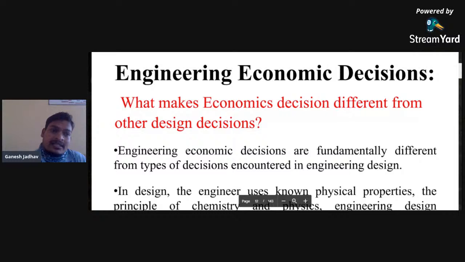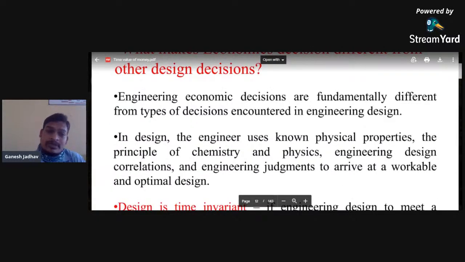Engineering economic decisions are fundamentally different from the type of decision encountered in engineering design. So they say that economic decisions are fundamentally different from all types of design decisions. In design decisions, the engineer uses known physical properties, the principles of chemistry and physics, engineering design correlations, and engineering judgment to arrive at a workable and optimal design.